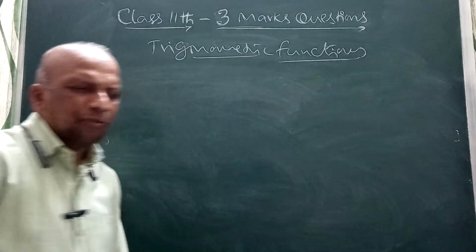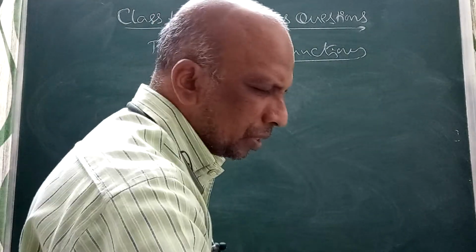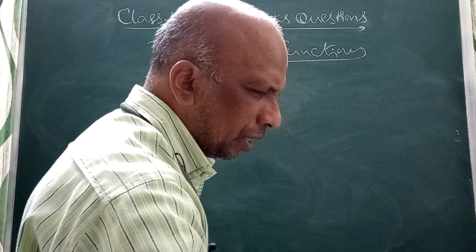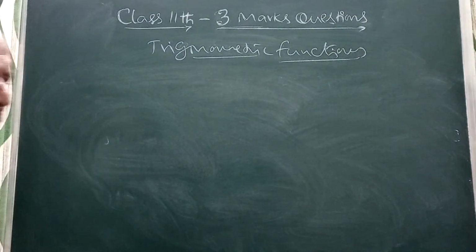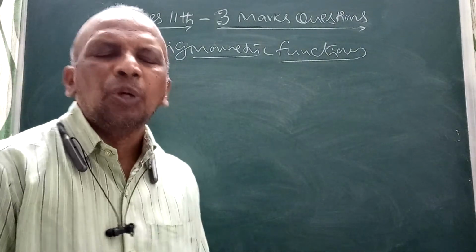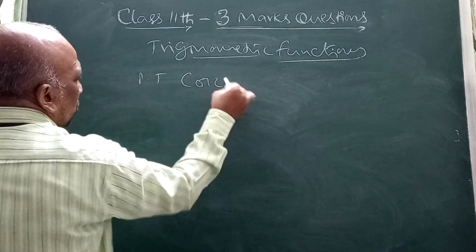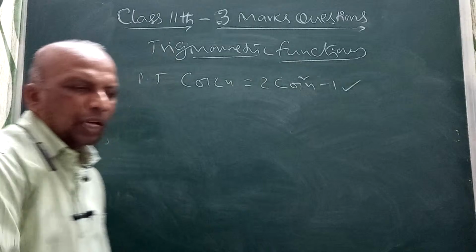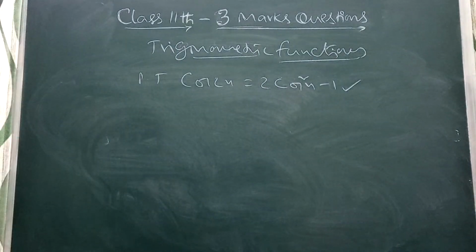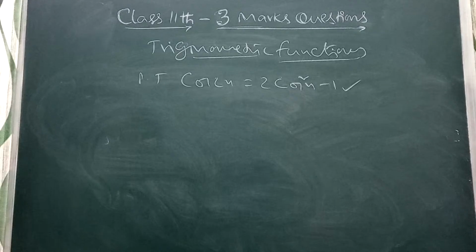So take trigonometric functions, the possible problems here. In trigonometry, we have so many concepts, and they will ask problems from them. Prove that cos 2x equals 2 cos square x minus 1. If they ask cos 2x equals 2 cos square x minus 1 or 1 minus 2 sin square x, easily we can prove this.